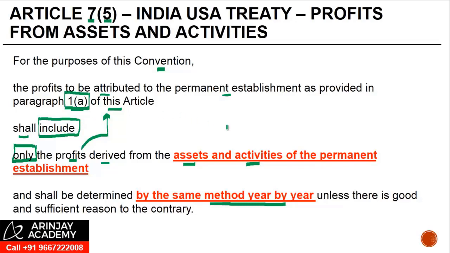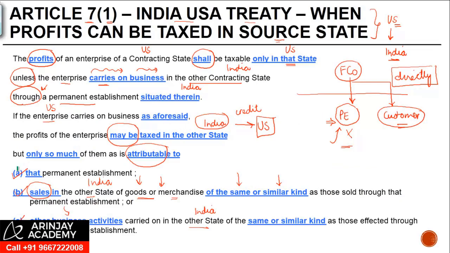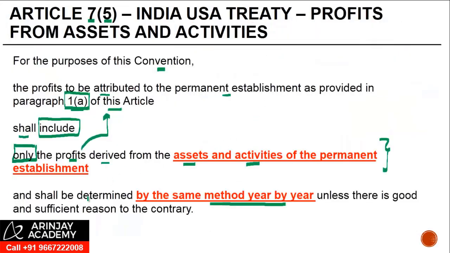There are paragraphs B and C as well, which is the force of attraction clause. This paragraph is not applicable to the two of them. It is applicable only to paragraph 1A, right? So if I come back to our old slide, this is what paragraph A is: Article 7(1)(a), profit attributable to the PE. B and C deal with the force of attraction clause. Paragraph 5 is only in respect of A here, and shall be determined by the same method year by year.